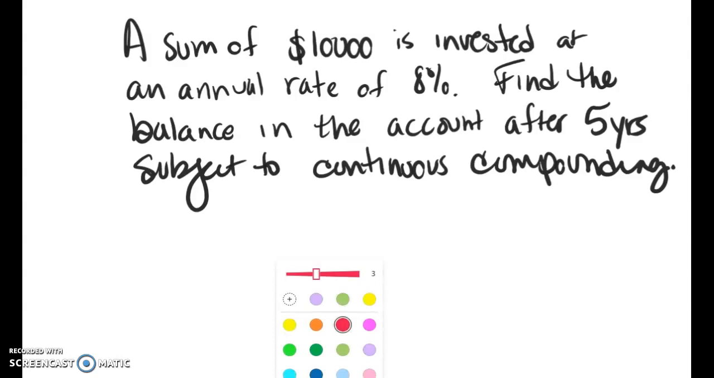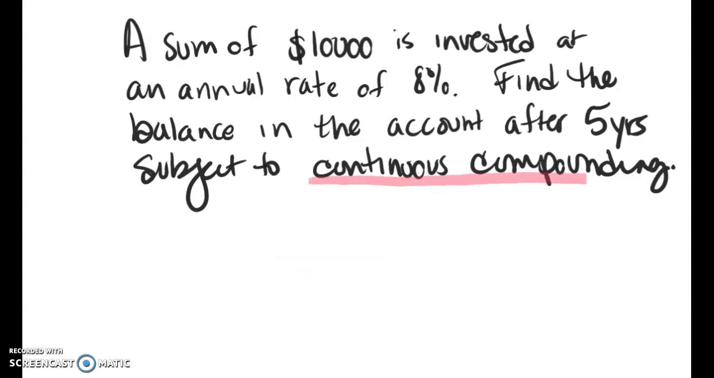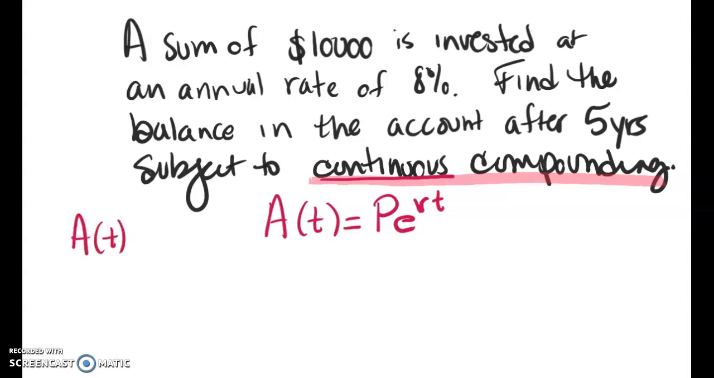Well, the big difference here is that you have the phrase continuous compounding. So when I see the phrase continuous compounding, that's when I know to use this formula versus the prior formula. And so let's write down my variables. Now this time I only have 4 variables. Remember, the e is a number, it's the natural number. And the future amount is what I'm looking for. Find the balance in the account after 5 years.